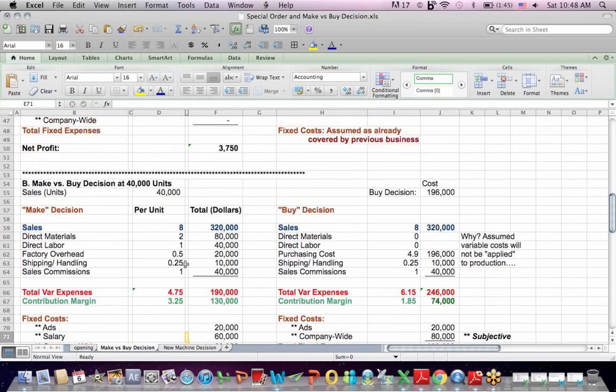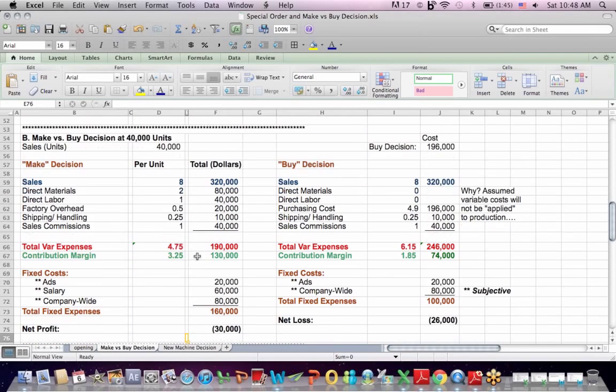How about a make versus buy decision? So here's our current process making the unit. And we already saw these numbers at the top of the page. We saw that when we make the unit, right now we're running a loss of $30,000. Well, what if we went out and we bought the unit?